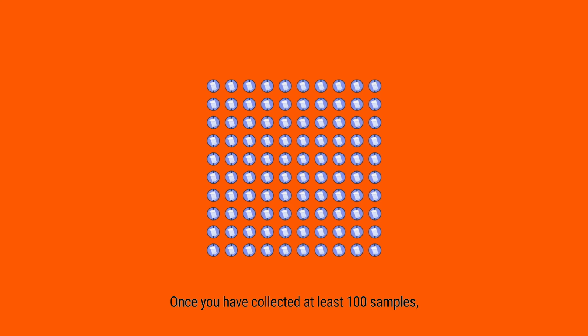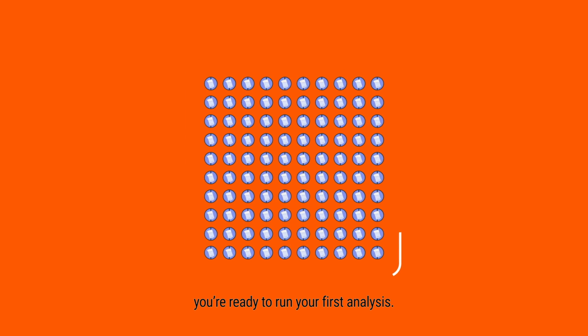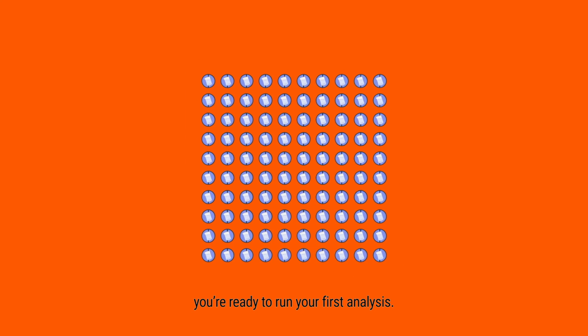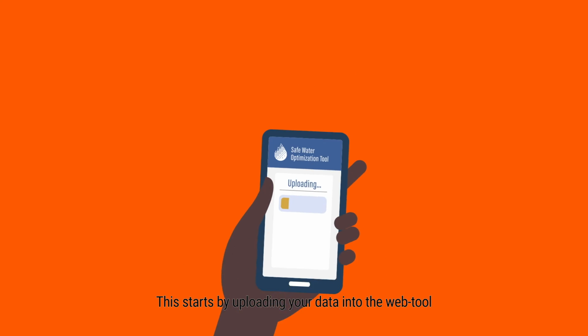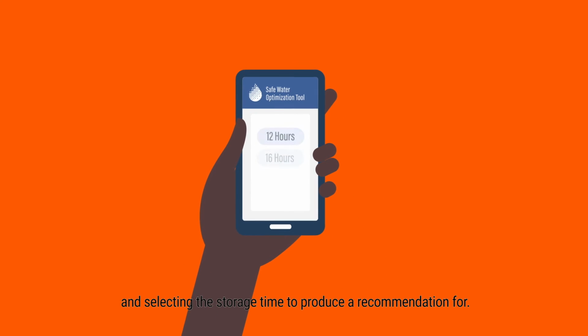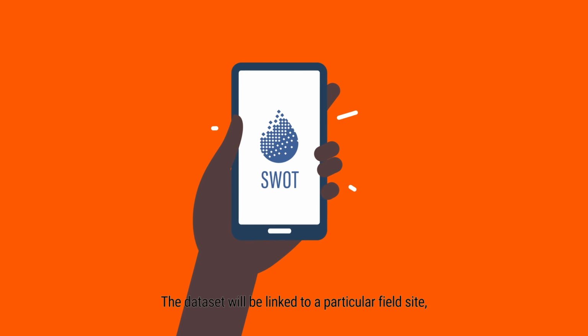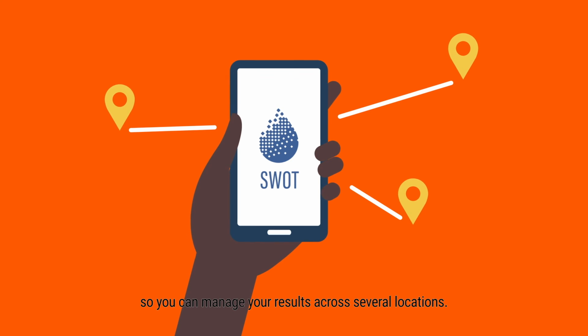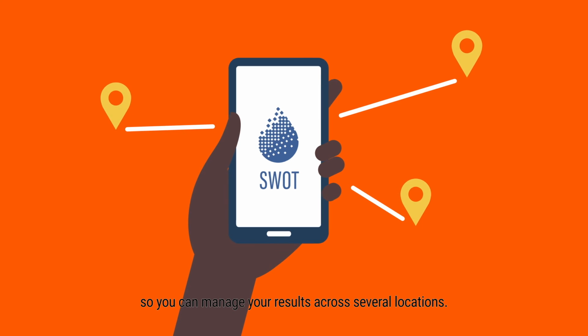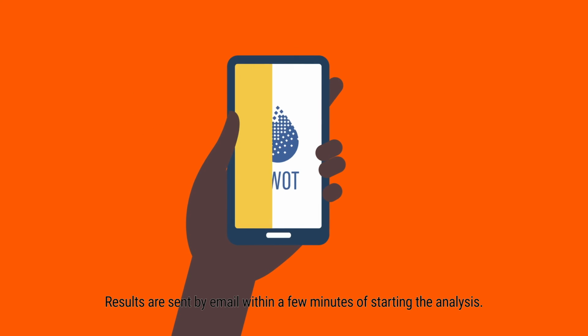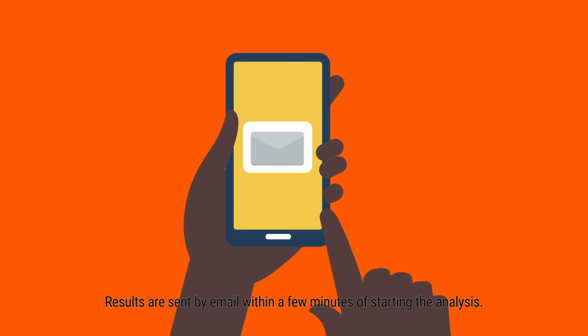Analysis. Once you've collected at least 100 samples, you're ready to run your first analysis. This starts by uploading your data into the web tool and selecting the storage time to produce a recommendation for. The data set will be linked to a particular field site, so you can manage your results across several locations. Results are sent by email within a few minutes of starting the analysis.